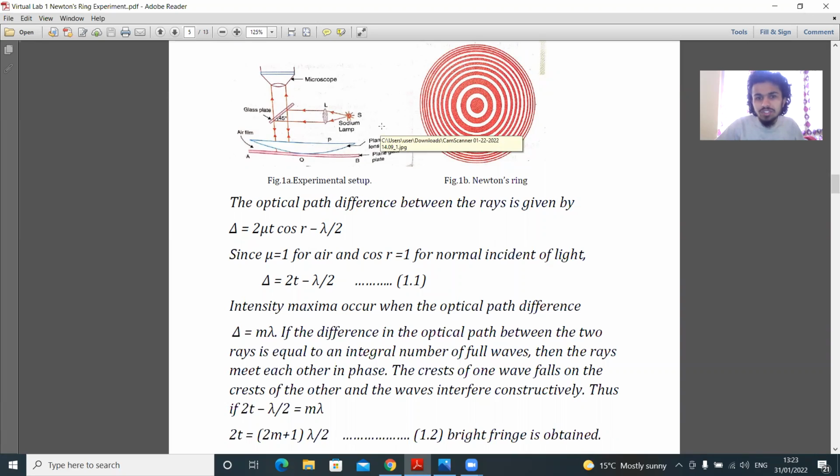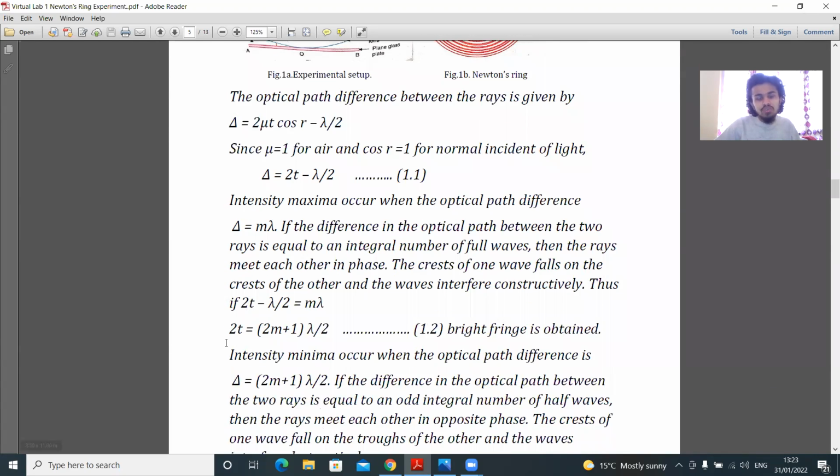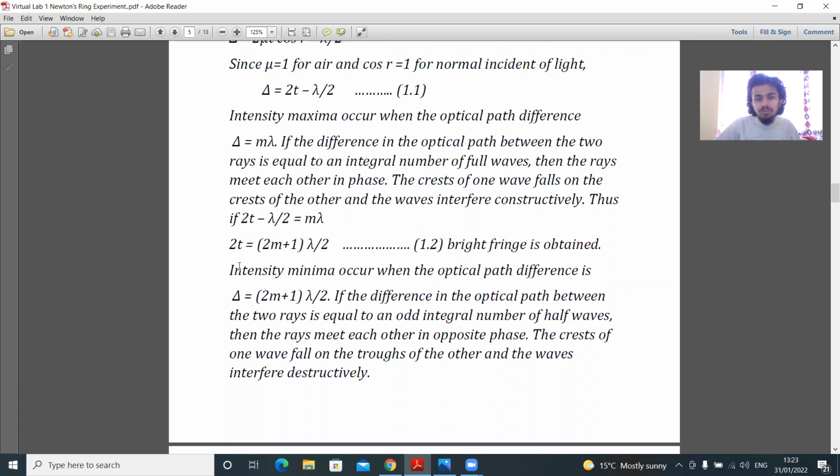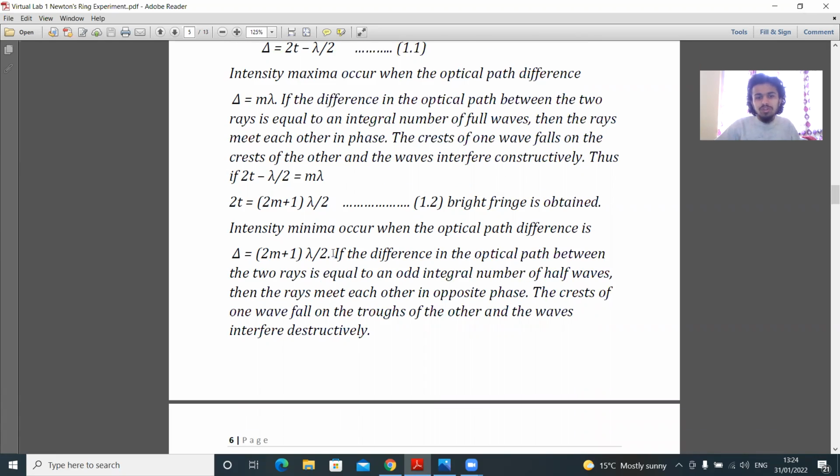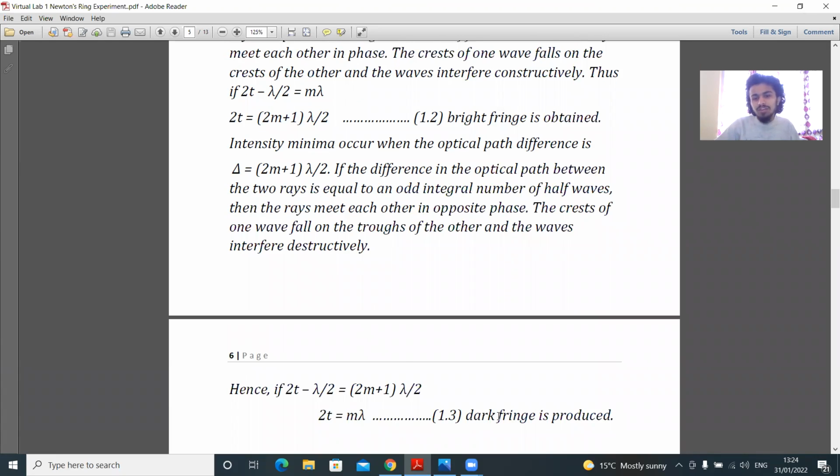For constructive and destructive interference, we have the conditions. For constructive interference, the optical path difference must be an integral number of full waves. So we have the relation: path difference equals m lambda. After solving this, we get 2t equals (2m plus 1) lambda by 2 for the bright fringe. And similarly, for destructive interference, for minima, the optical path difference must be an odd integral number of half waves. So giving this result, 2t equals m lambda for dark fringes.